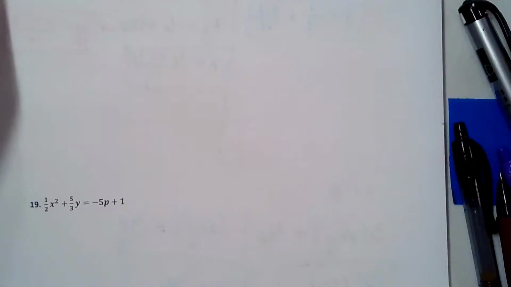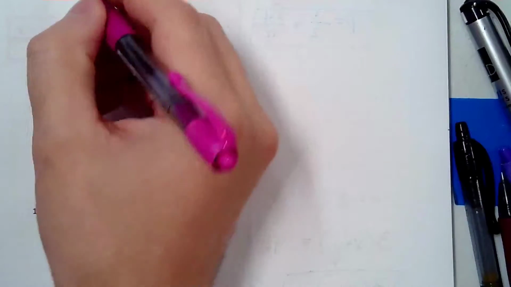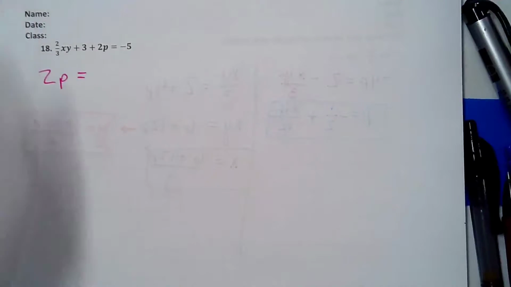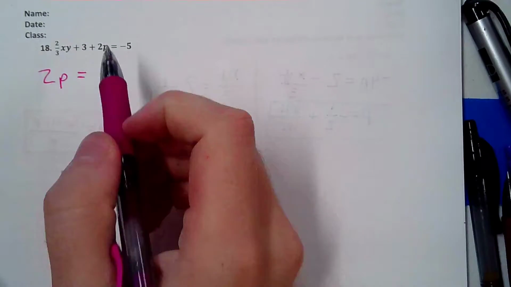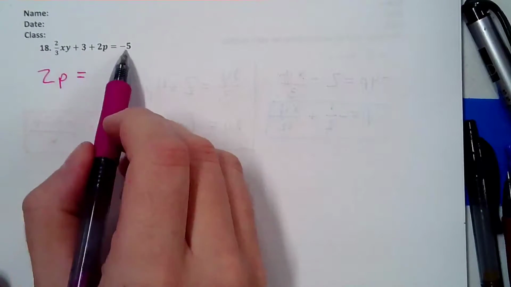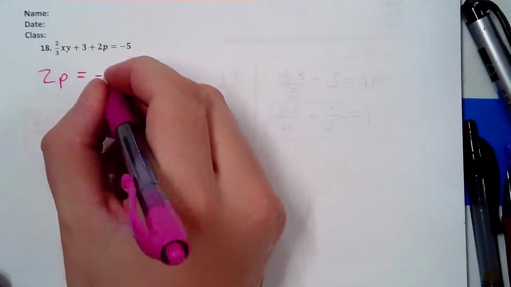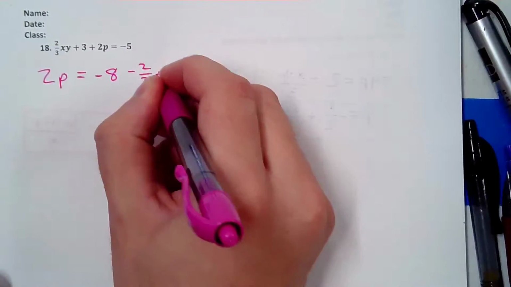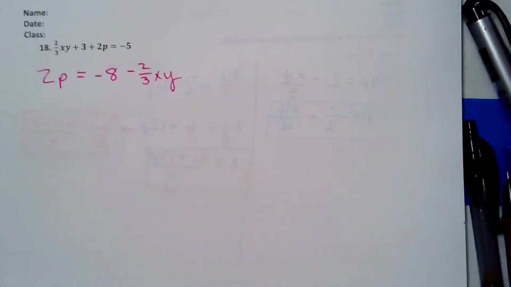Next one. 18. Get p on its own. So I'm going to move everything except the 2p. So 2p stays. All right, check it out. Everything I'm moving except the 2p. So I'm going to move the 3. When I move the 3, it combines with the negative 5 to make negative 8 because I subtracted it. I'm going to subtract the 2/3 xy. I did it all in one fell swoop. Okay? So here we are.